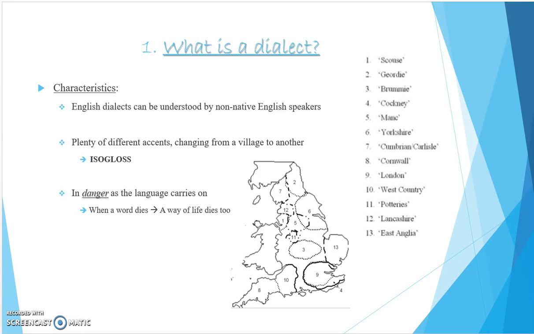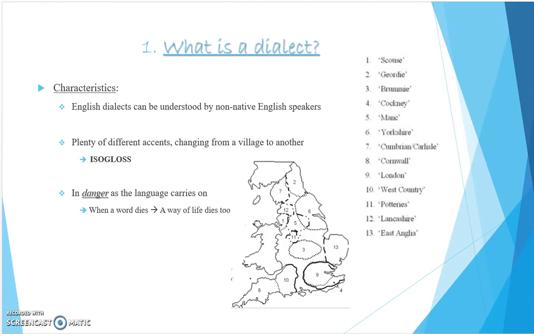Like every language, a dialect is known for having different characteristics. They can be easily understood by people for whom English is not the first language. The accent related to a certain dialect can also differ from one village to another. This is what we call an isogloss.